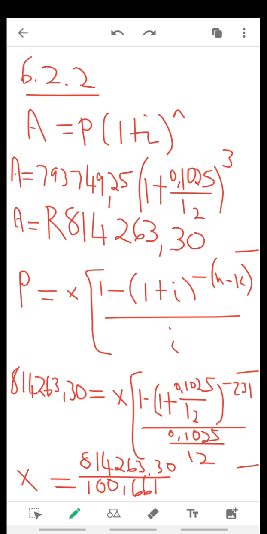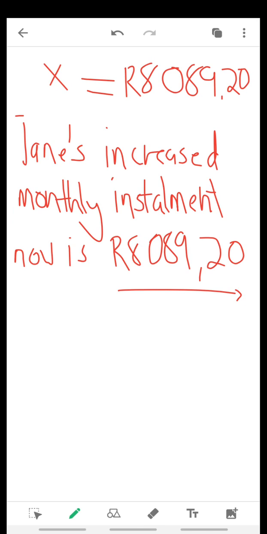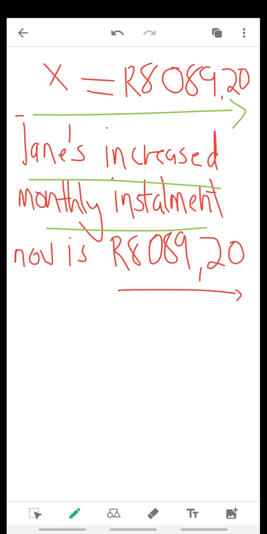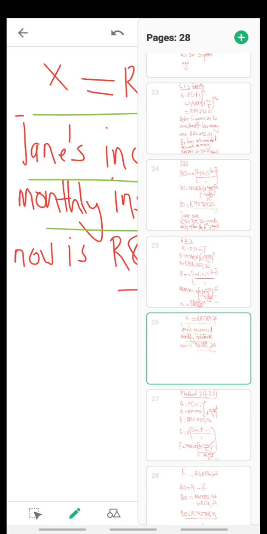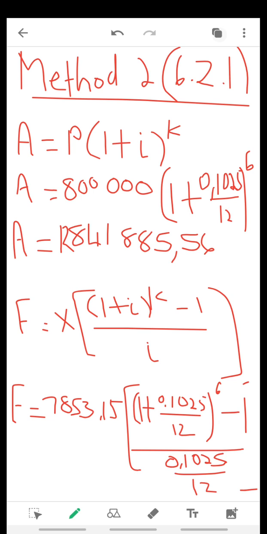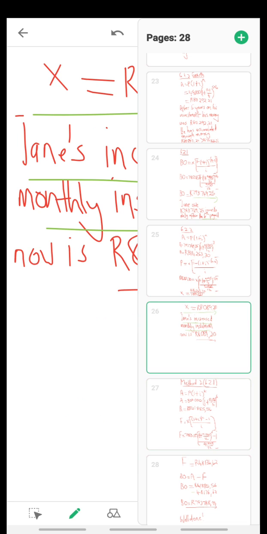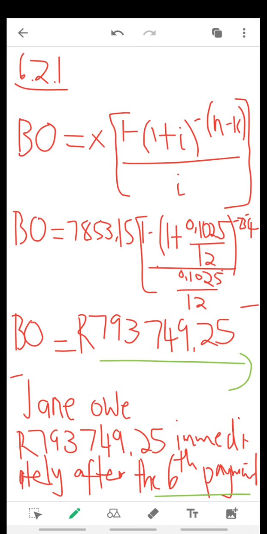Then making X the subject of the formula, we found that the new monthly installment that needs to be paid so that we finish at the same time is 8,089 rand 20 cents. So Jane's increased monthly installment now is 8,089 rand 20 cents. Okay. Now the other thing that we can do is we can actually look at the second method. Okay, so the second method that I've done is for this problem here, as I promised that will come back, is for 6.2.1. okay, that's the second method.